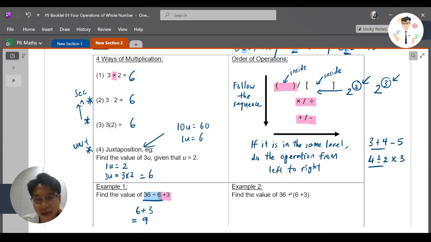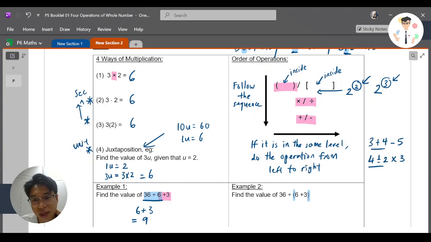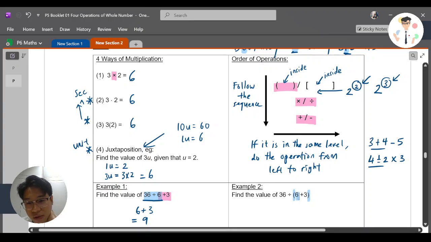Now, let's look at example number 2. I have the same thing, 36 divided by 6 plus 3. But now I actually have this very important parenthesis here. Again, parenthesis means what? It must be the first thing that you solve. Now, that means instead of doing 36 divided by 6, I must solve what? The things inside first, which is 6 plus 3.